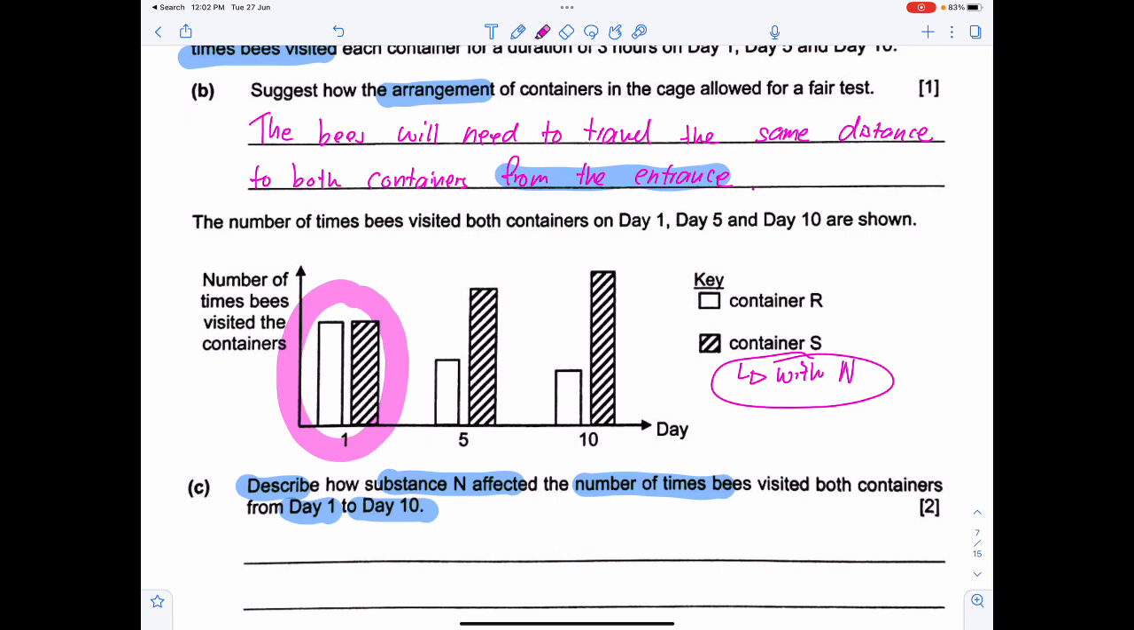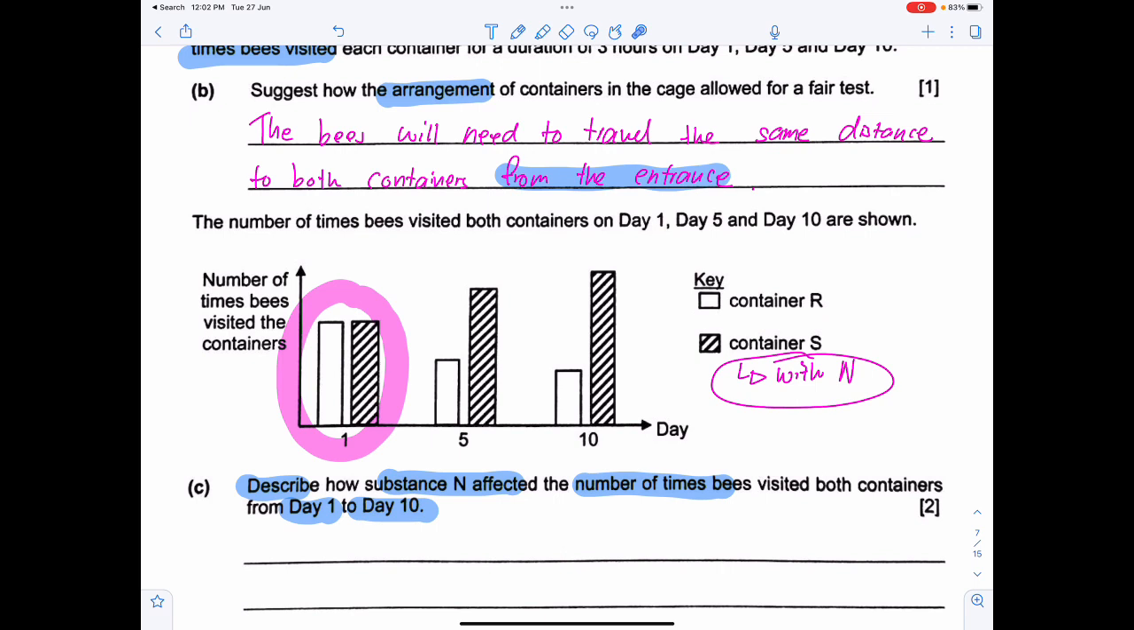substance N has no effect. How do I know it's no effect? It's the same, right? There is no difference in the number of bees visiting R or S. R doesn't have N, but S has. So whether there is N or no N is the same. So this is trend number 1.